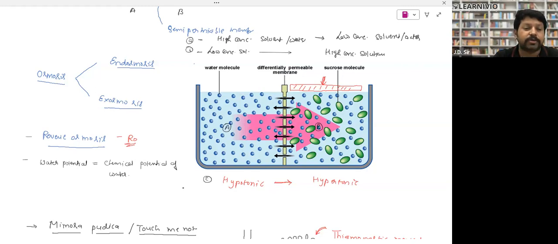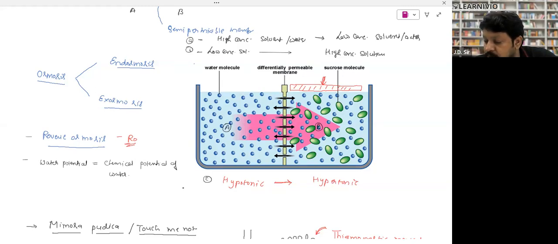In the RO system, that is the reverse osmosis system, right? So the opposite of osmosis is done with the help of pressure or an electric motor. That's how the RO filters the water, right? Hypotonic, hypertonic, I have already told you. And then concentration gradient.